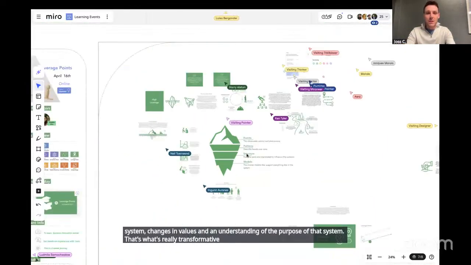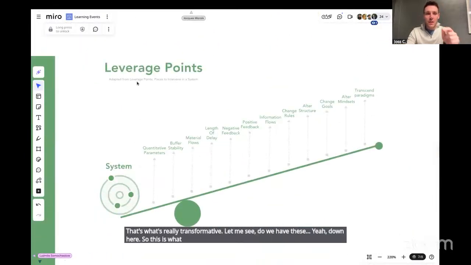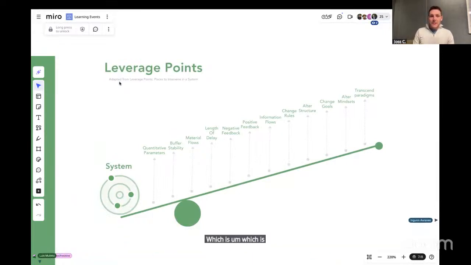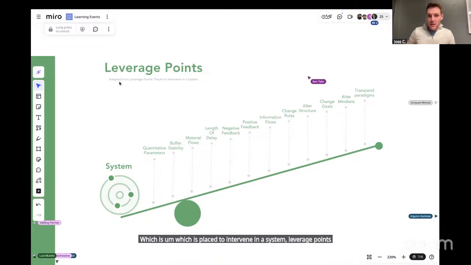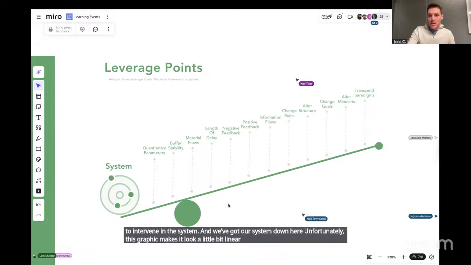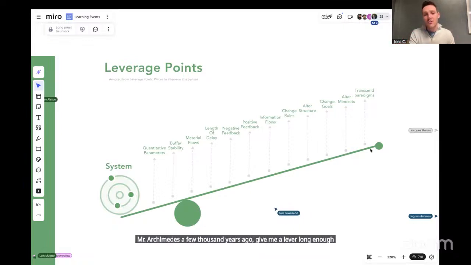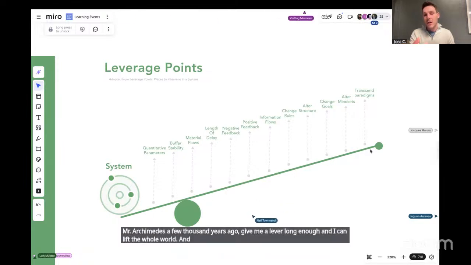Let me see, do we have these? Yeah, down here. So this is what Donella Meadows came up with, right? This is her paper, Places to Intervene in a System, leverage points, places to intervene in the system, and we've got our system down here. Unfortunately, this graphic makes it look a little bit linear, but anyway, if you go further up here, the idea of a leverage point, Mr. Archimedes a few thousand years ago said, give me a lever long enough and I can lift the whole world. And the further we go out here, the higher our leverage.